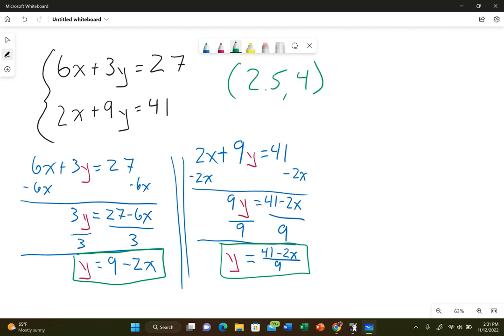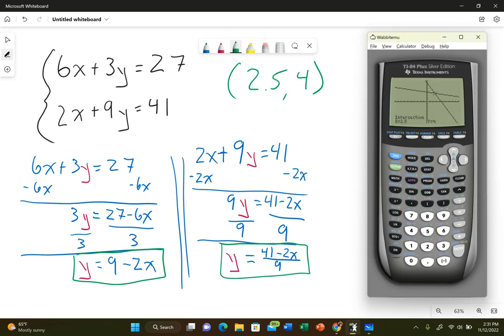And that's the solution to the equation. Again, if you have any questions, please just let me know.